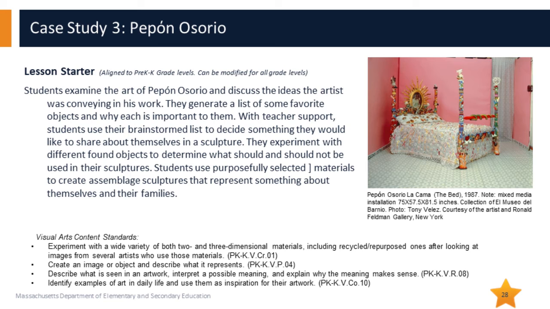Each case has a lesson starter with aligned content standards. These are meant to show one tangible way of incorporating the artist or artwork into the arts curriculum. The lesson starters are designed for specific grade levels. In case 3, for example, an assemblage sculpture project is designed for the pre-K through K grade levels, and the visual arts content standards addressed in the lesson are indicated below the project summary. The lesson starters can be modified for any grade level, though, and changed to the aligned content standards for that grade.